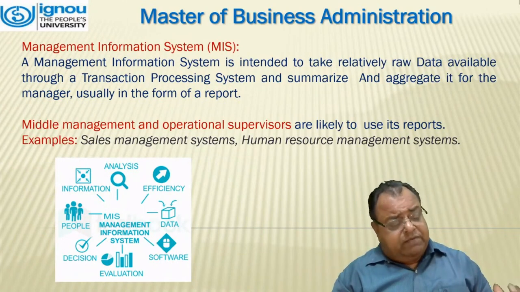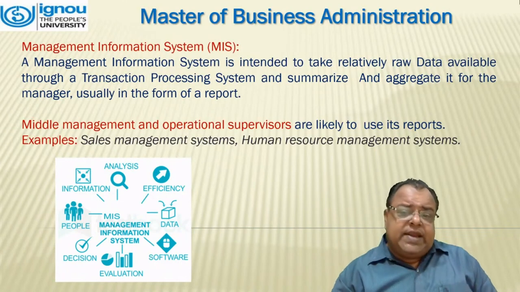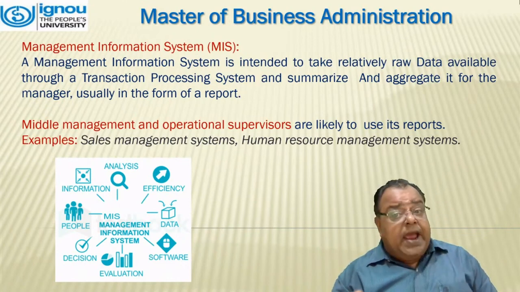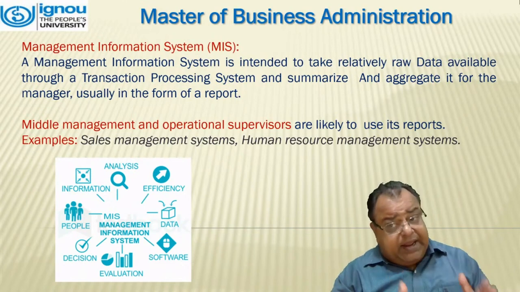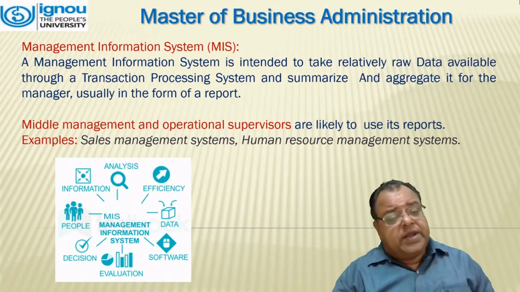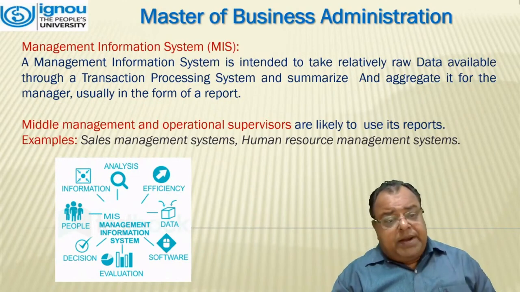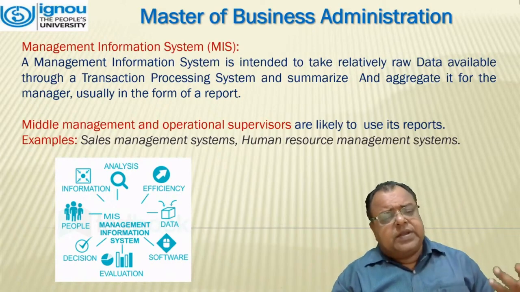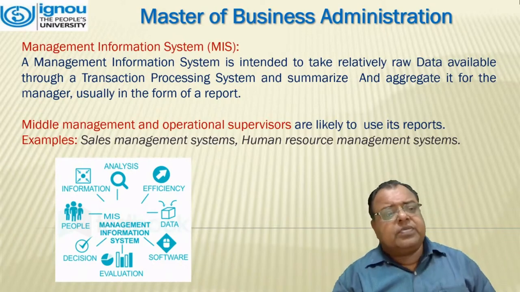A management information system is intended to take relatively raw data available through a transaction processing system, TPS, and summarize and aggregate it for the managers. Usually, it is in the form of reporting. Middle management and operation supervisors are likely to use it. Examples: sales management system, human resource management systems.